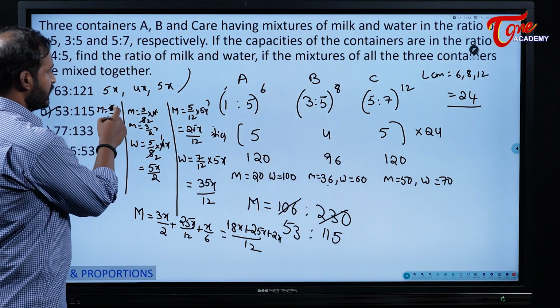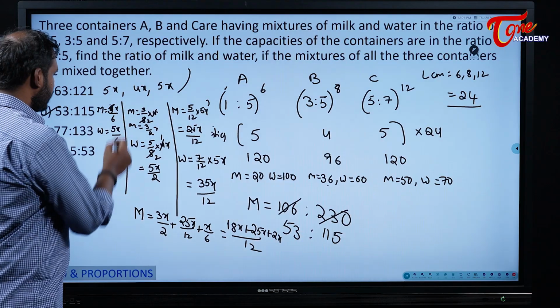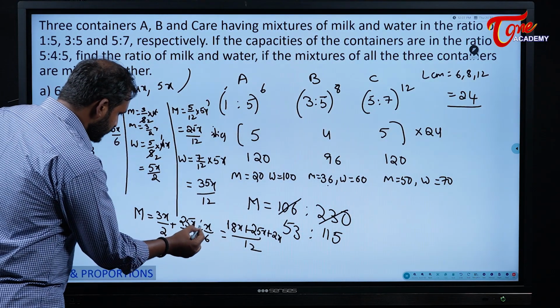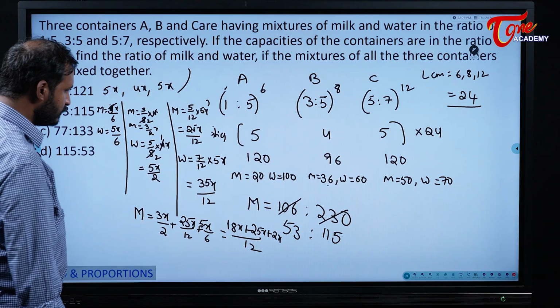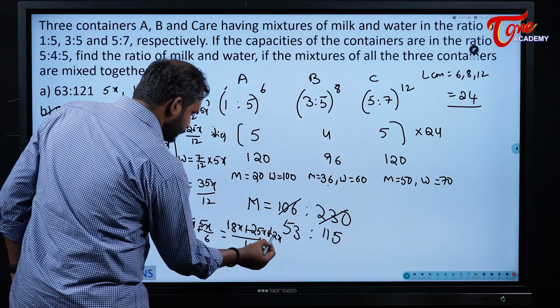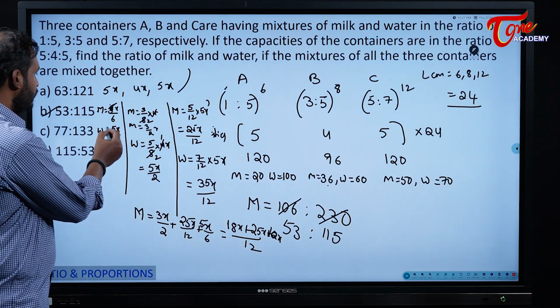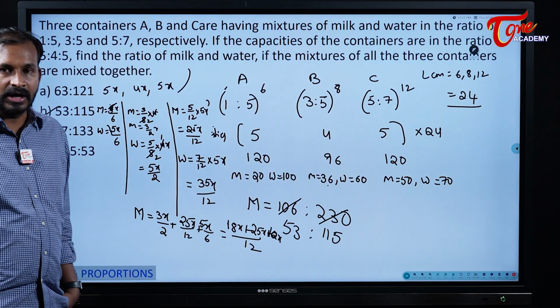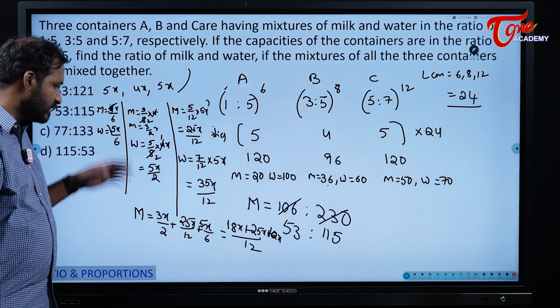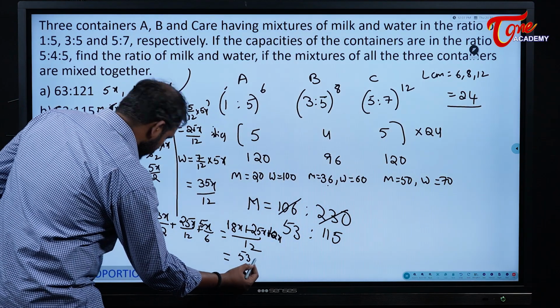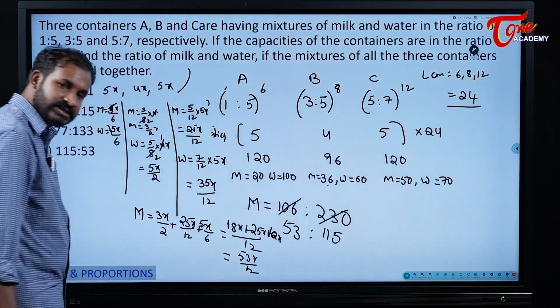Okay, x/6 into 5x, you will get here the milk portion, and similarly 5x into 5 becomes 25x. The water portion becomes 25x/6. If you add all these things, anyway you will get here 53x/12. 53x/12.